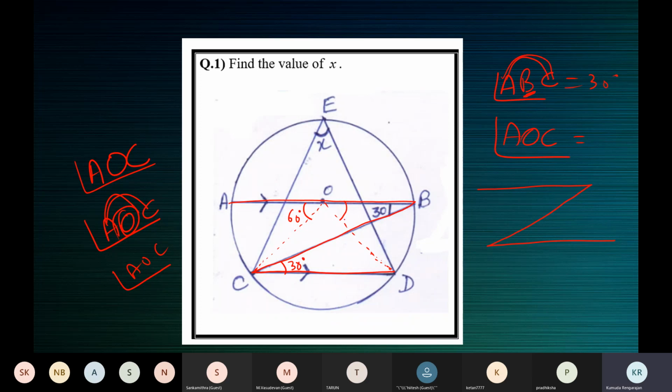BCD BOD. So this one is 60 degrees. Since we were not able to see this angle BOD, we had to join OD. In order to make out angle BOD, we had to join OD.